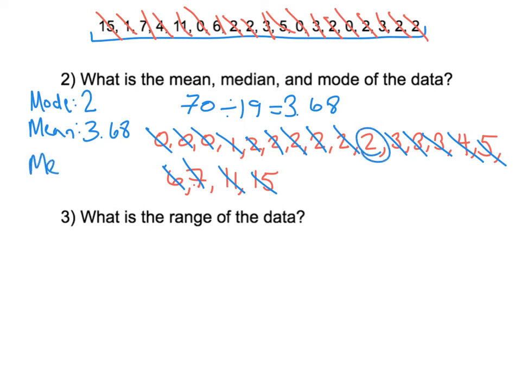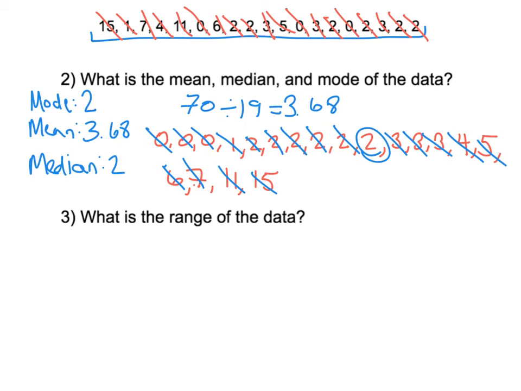So our median is 2, and our mode is 2, but our mean is 3.68. Now I want you to think about looking at this data set, see if you can figure out why the mean might be so much higher than the median and the mode.